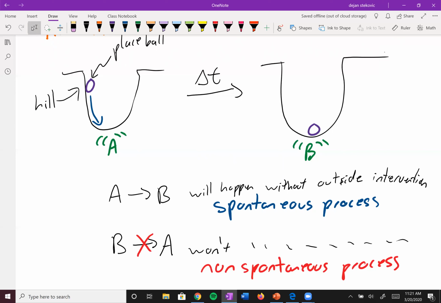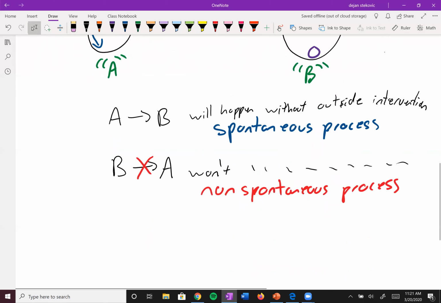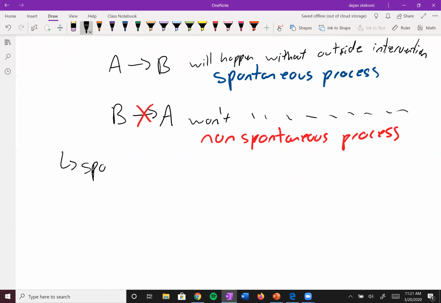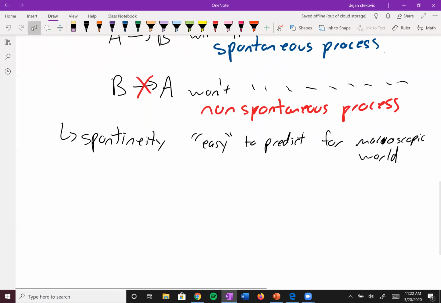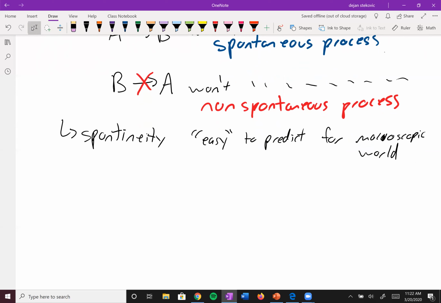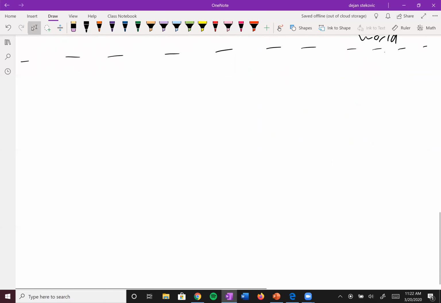For macroscopic examples, it's pretty easy to figure out. Things are generally going to want to go to the lowest potential energy possible, to the bottom of the hill. But for chemistry, we want to figure out whether that's going to happen or not. How do we figure that out? Spontaneity is relatively easy to predict for the macroscopic world. Things will generally fall down until they get to some kind of local minimum, some local bottom. Let's take a look at some chemical reactions and think about whether they happen spontaneously or non-spontaneously.